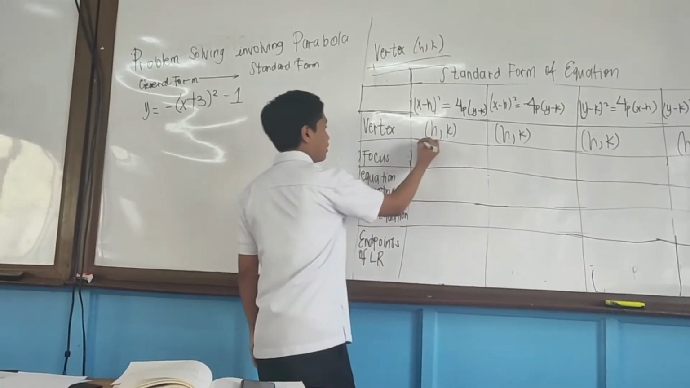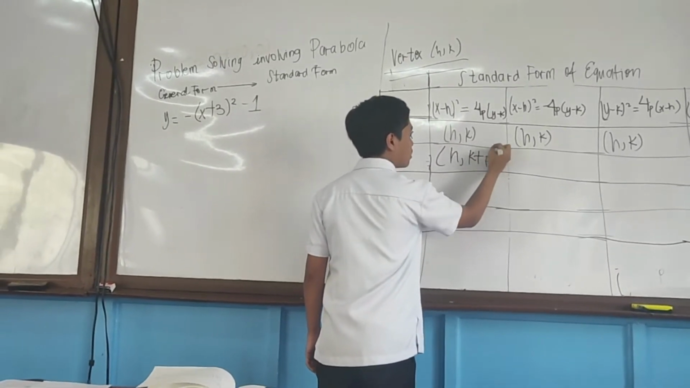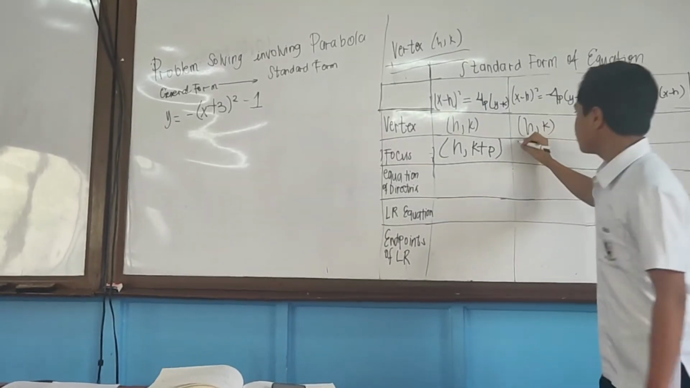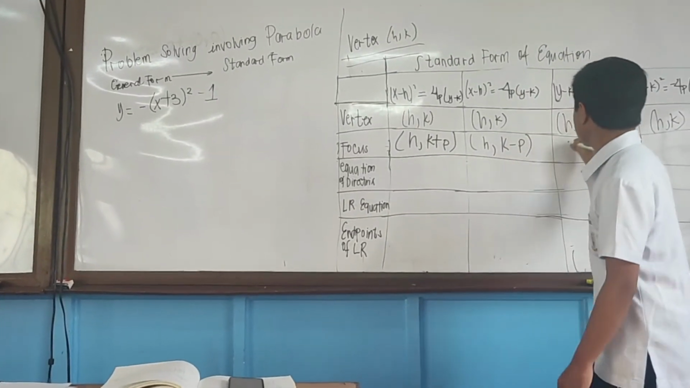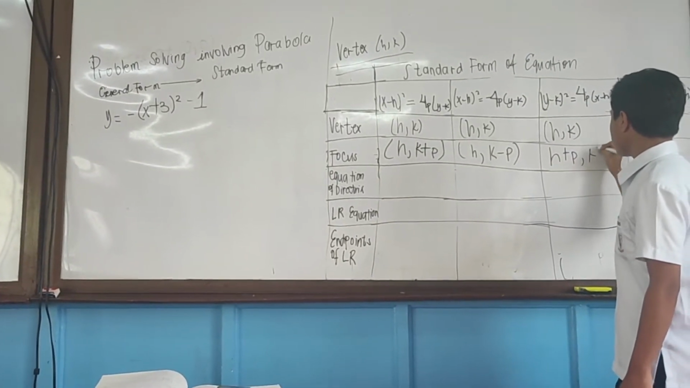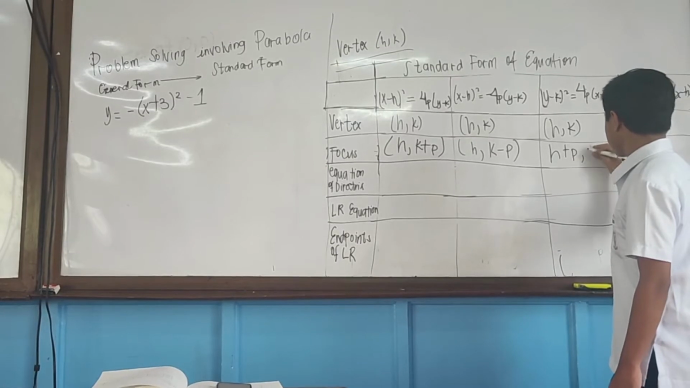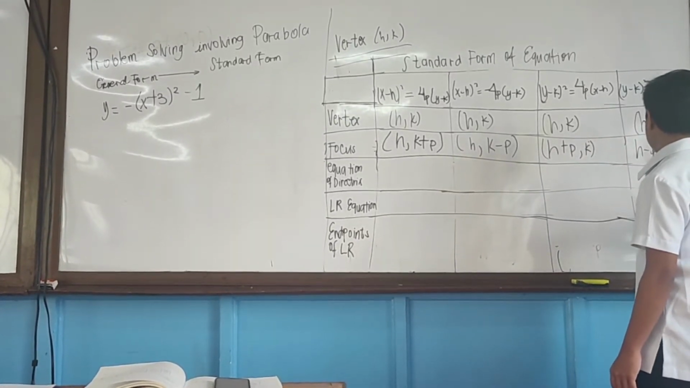So we have here (h, k plus p). We have here (h, k minus p), (h plus p, k), and lastly (h minus p, k).